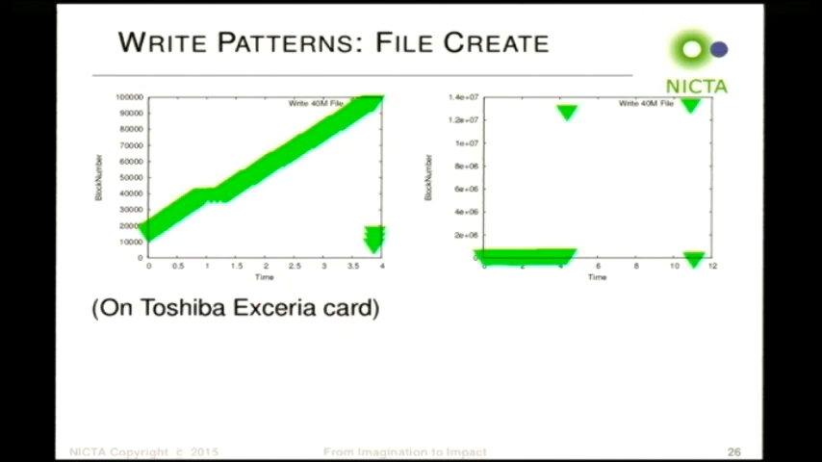The scale of this is much more expanded. You'll see that the block number on the left goes up to 1.4 times 10 to the 7 instead of being 10,000. It writes the file, then it writes the journal, then it writes the directory entry, and then it writes the superblock, with a fairly big delay in between the last two writes. So for EXT4, the minimum number of writes to create a file is 4. For FAT, it's 2.